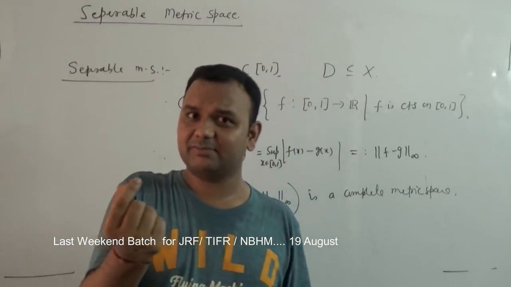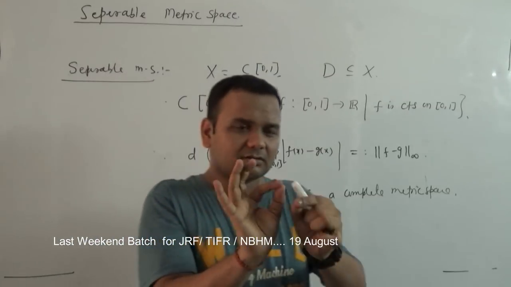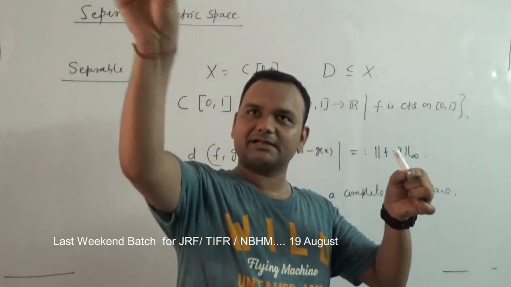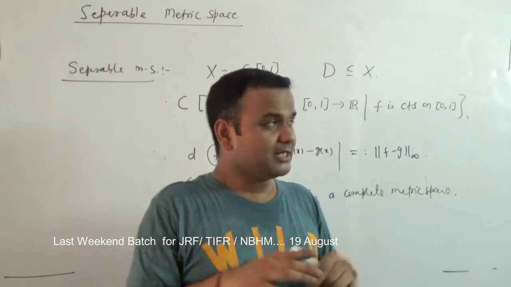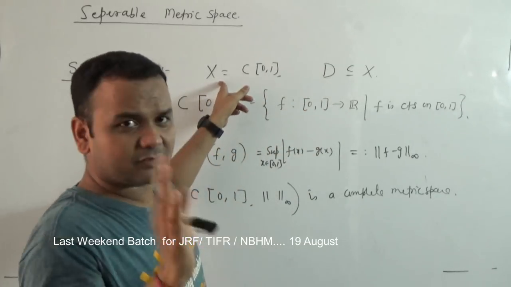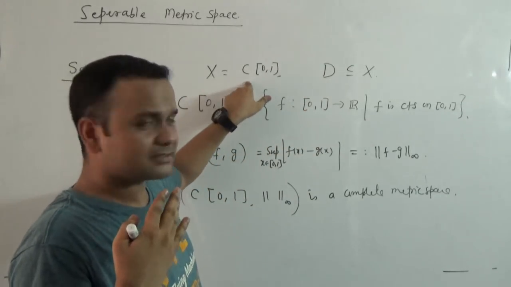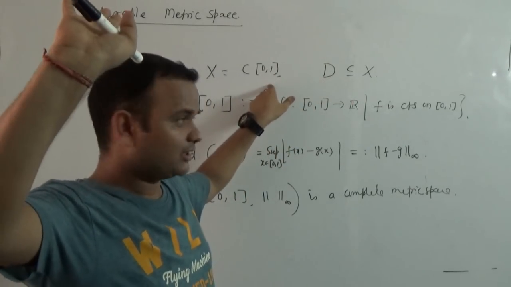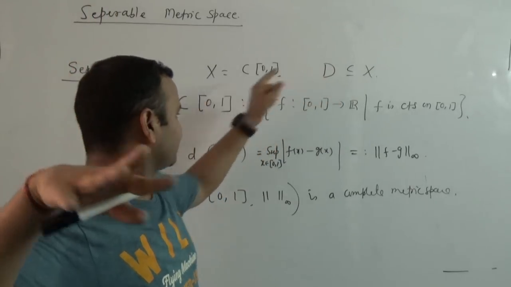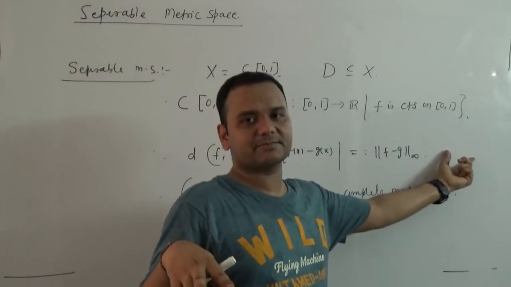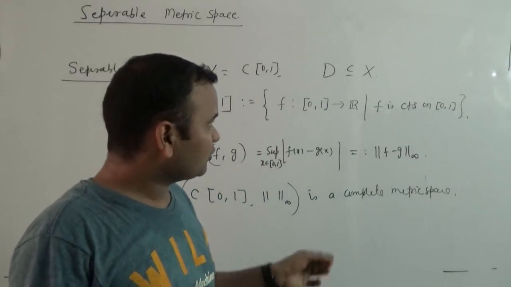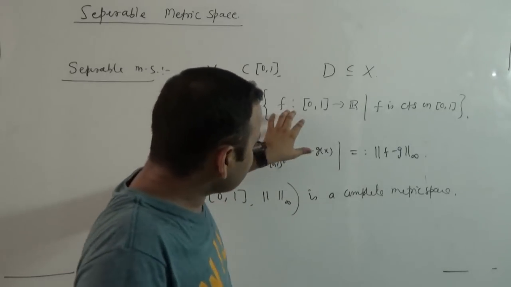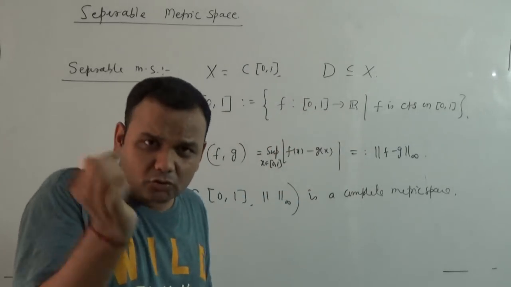See, for each real number, give me a real number, give me epsilon, I'll give you a rational such that the difference is less than epsilon, right? So if I give you an element from this, like your function f, and some epsilon, can you give me g from D such that the distance is less than epsilon? So what I can do is nothing but take the rational functions. What do you mean by that? Functions from 0, 1, whose coefficients, right?